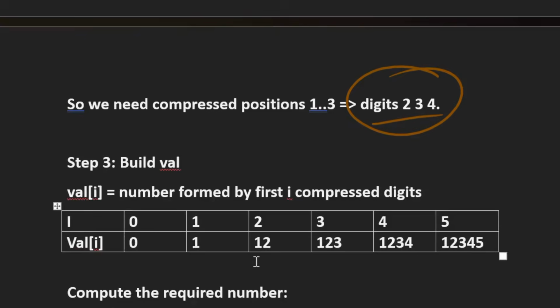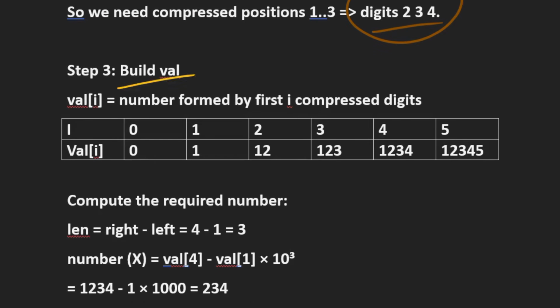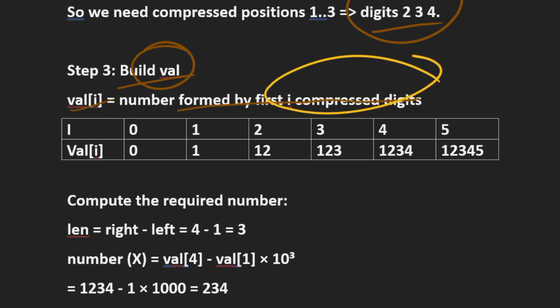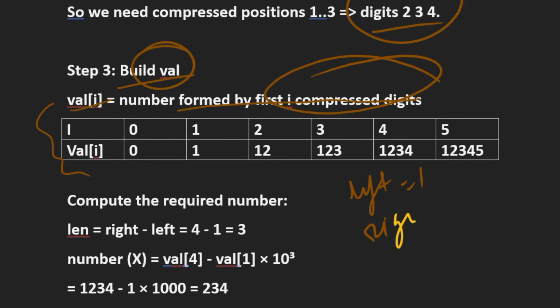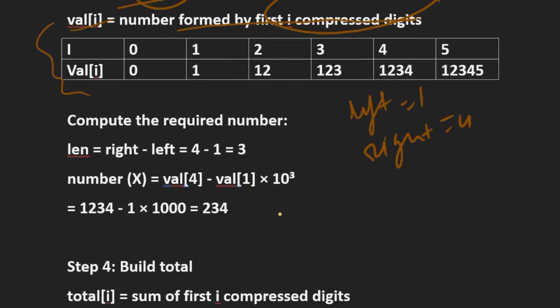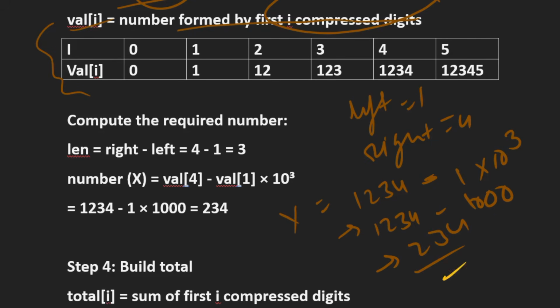Now instead of using the digits, we'll build the value array. So value of I will store the number formed by the first I compressed digits. So this will be a value array. As we know, our left is 1, our right is 4, and what we have discussed is, our x is value at right, that is 1 2 3 4, minus value at left, that is 1, into 10 to the power right minus left, that is 3. So 1 2 3 4 minus 1000. So we get x is equal to 234.